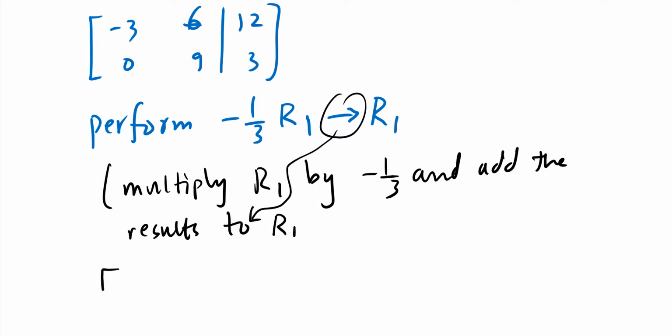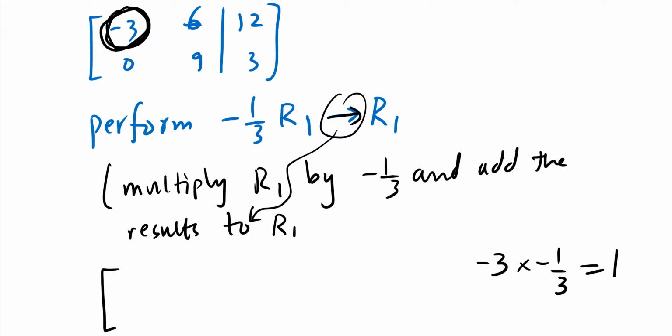So what would that give us? If I multiply row 1, the first entry, negative 3, by negative 1/3, that's going to give me positive 1. Now if I take that 1 and add it to negative 3, that makes it negative 2. If I take that second one in the first row, 6 times 1/3, that would give us 2. 2 plus 6 is 8.